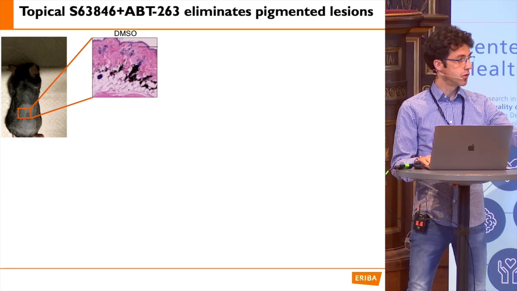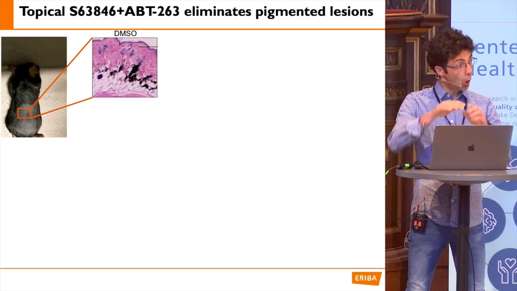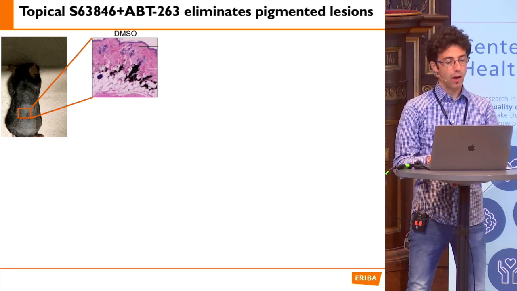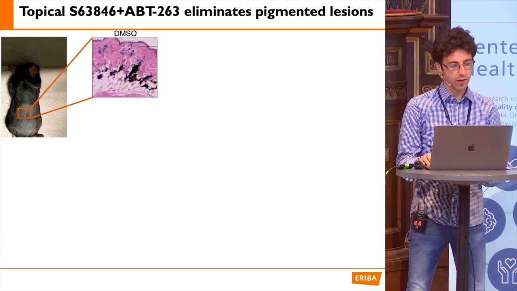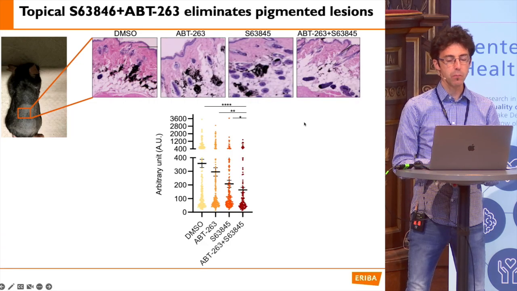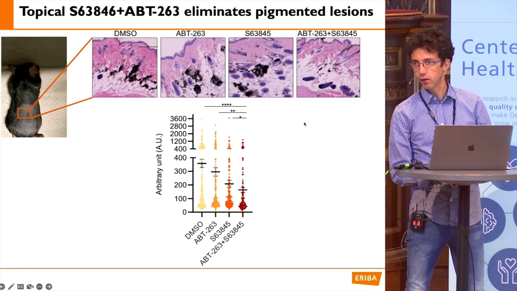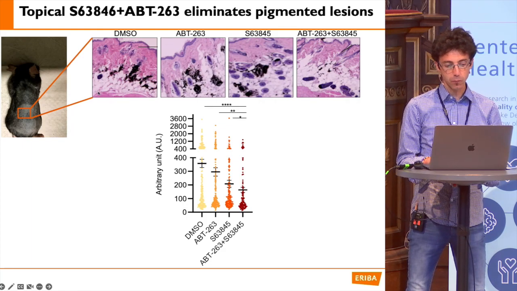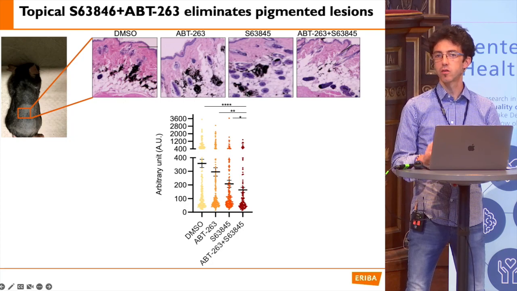And what we did is that we treated these animals topically with the combination of ABT263 and S63846. And we could see that also in this case, we were able to eliminate these structures from the skin. And this was, again, very synergistic, because we could not see such an effect with either of the drugs individually.